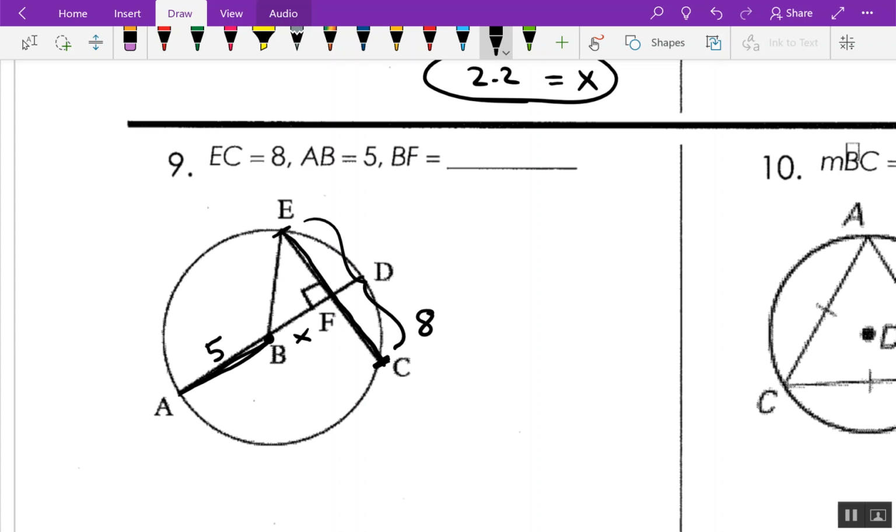Everybody following? Now, AB is what in this circle? What is that segment called? Five. A radius. What else is a radius here? BD, and what else is a radius? BE is also a radius. So if BE and AB are both radii, how long is BE? What's the measurement of BE? 5. Because they are both radii.